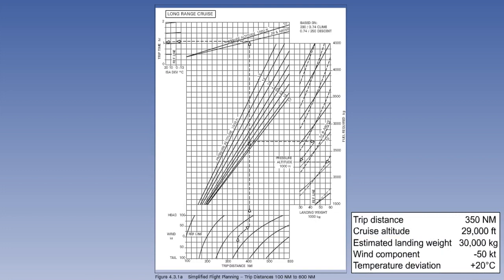The example shown on page 5 uses the following figures. Trip distance 350 nautical ground miles. Cruise altitude 29,000 feet. Estimated landing weight 30,000 kilograms. Wind component 50 knots headwind. Temperature deviation plus 20 degrees Celsius.